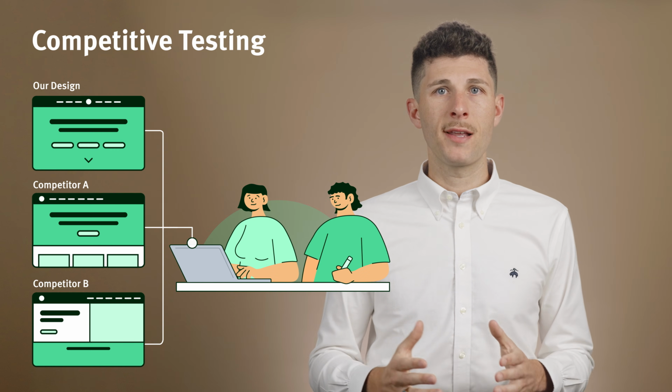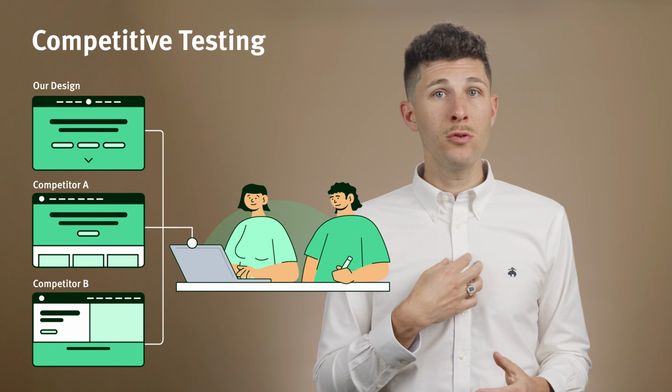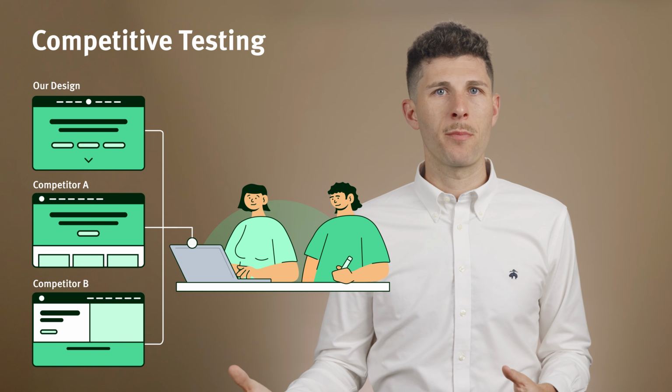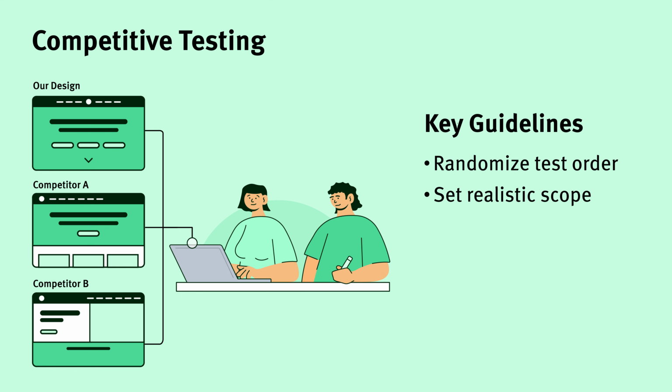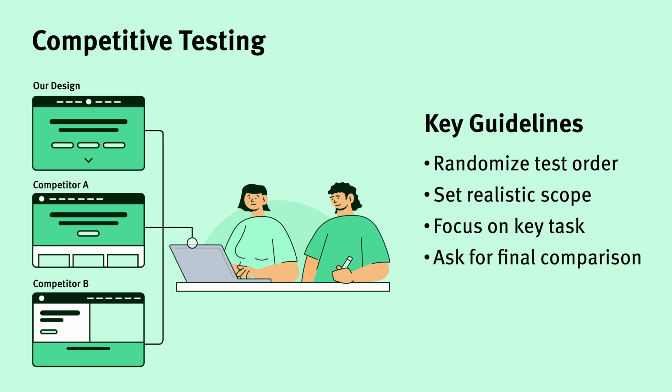Competitive testing, on the other hand, involves an expert running a usability test on our own design and the design of our competitors. To avoid biasing our study, it's important to randomize the order in which we test these designs. We should also set a realistic scope of testing 2 to 3 sites per participant and focus on the key tasks or features we want to learn about. At the end of each session, we should ask the participants for a final comparison of the tested pages.